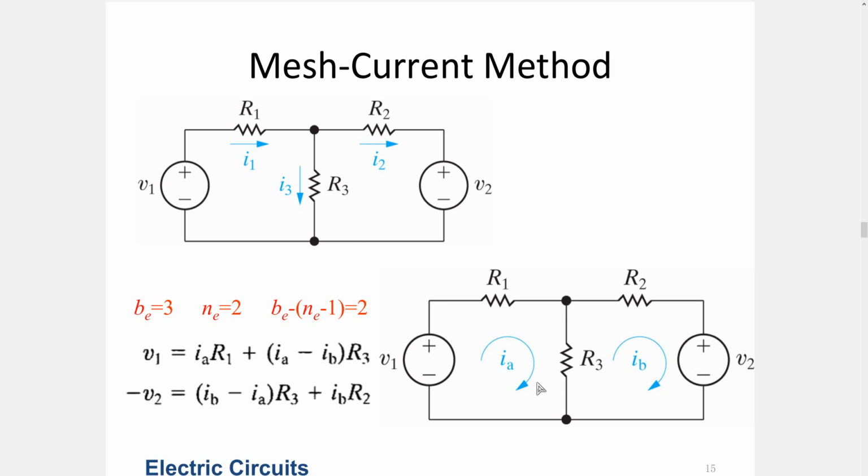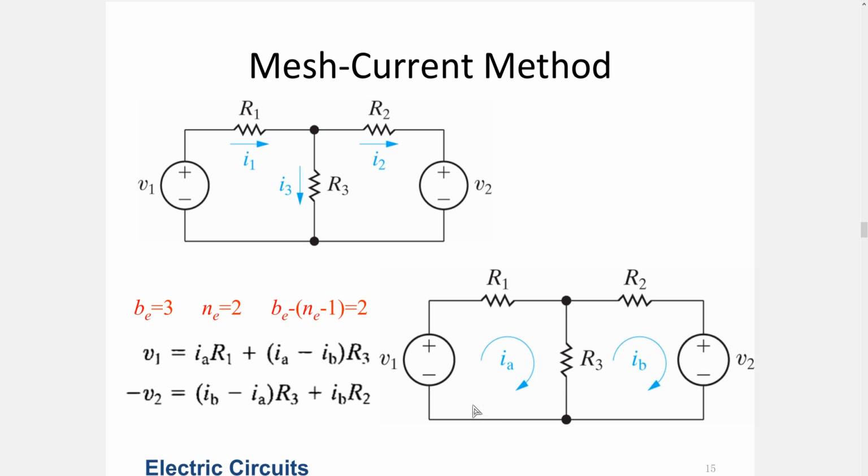But for R3, note that two currents are flowing at the same time and they are opposing each other. So the I3 should be equal to IA minus IB, as you can see here. Now the key point is mesh current method is based on Kirchhoff's voltage law.